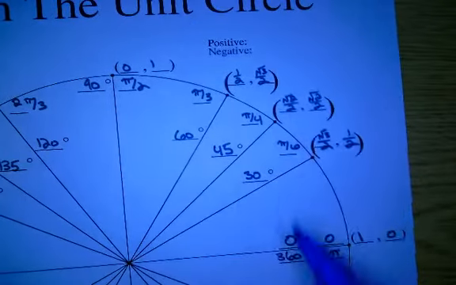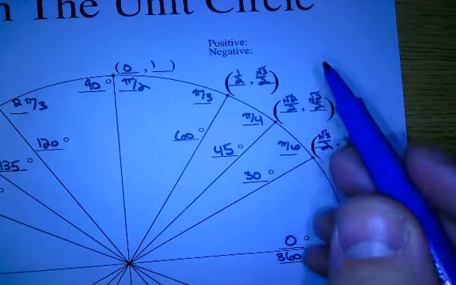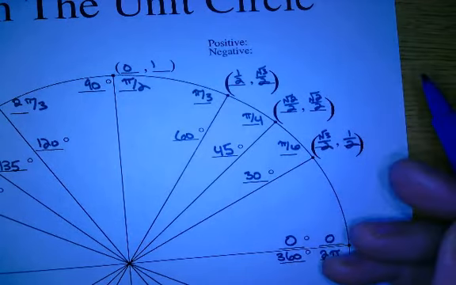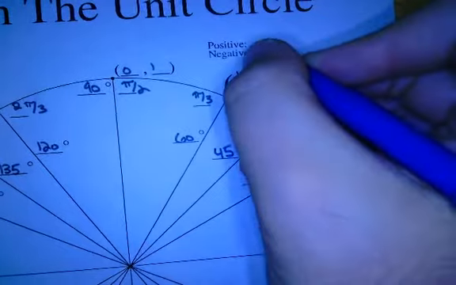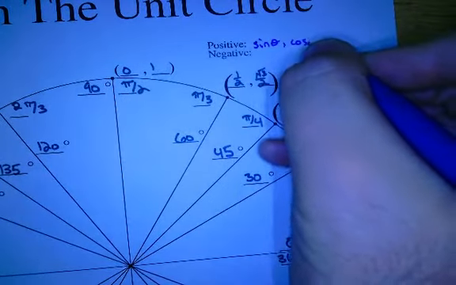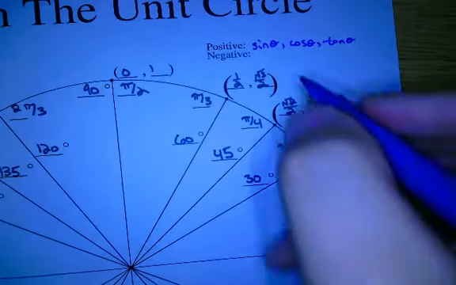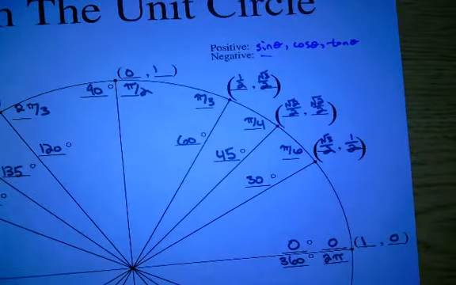So let's talk about positive, negative. You agree that in the first quadrant, all of the sines and cosines are positive? Therefore, all the tangents are positive? So what's positive? Sine theta, cosine theta, tangent theta. What's negative? Nothing.